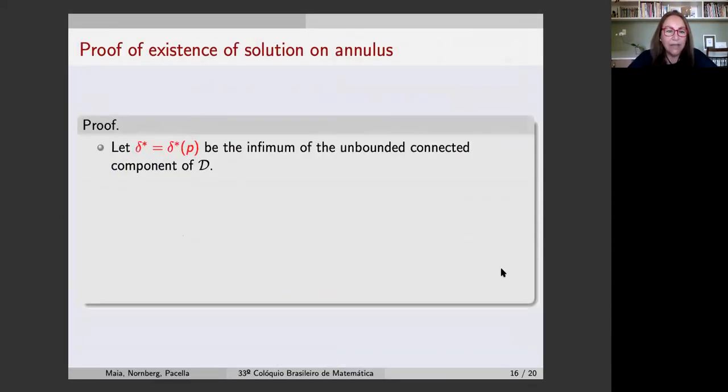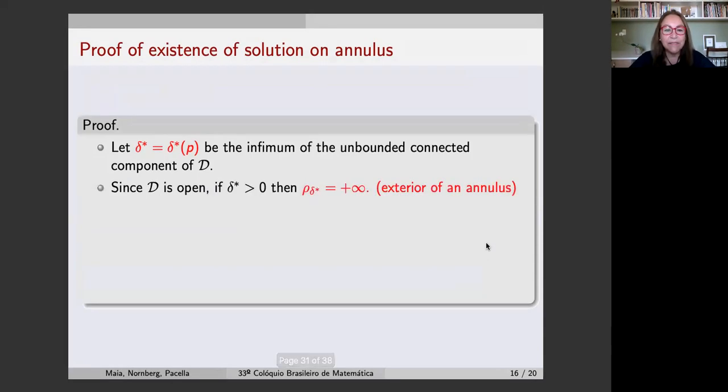Now, let delta star be the infimum of the unbounded connected component of D. So D could be this connected component or have different intervals, and we take the infimum of the unbounded connected component of D, the one that goes up to plus infinity. Since D is open, if delta star is positive, then rho delta is plus infinity. And we find this exterior of an annulus solution.